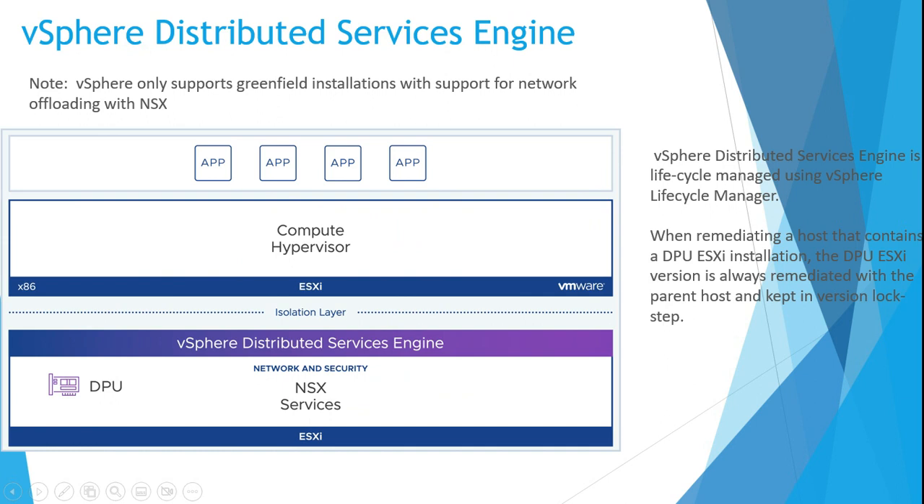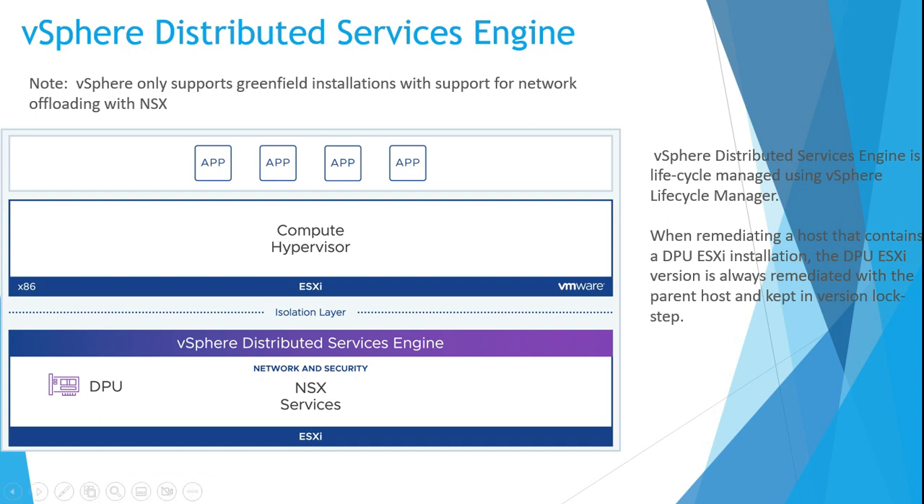So the vSphere distributed service engine is introduced here. The DPU has another version of ESX installed, and the vSphere distributed service engine takes care of the network, security and NSX services. So we know that we have NSX as a networking element from VMware. It basically runs NSX services on this additional hypervisor which is going to be on the DPU.